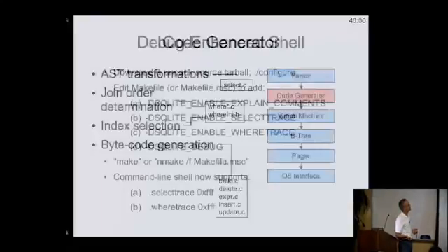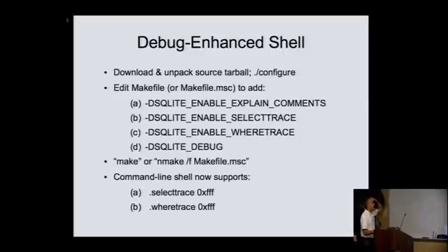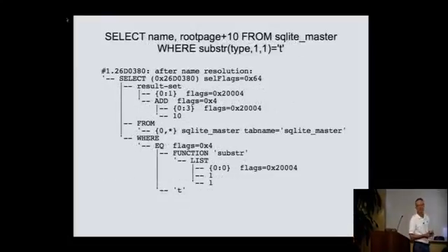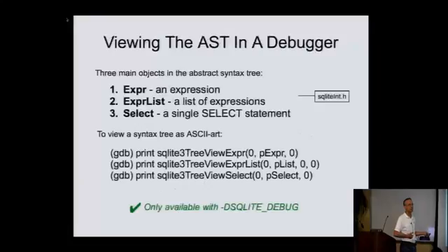The code generator, it's in these files. In the interest of time, I'm going to skip over this really quick. If you're going to work with the code generator, I suggest you enhance your shell by downloading the tarball, doing configure, and then adding these extra sharp defines to the make file, and then doing the build. And now you get some extra command line tools that allow you to, for example, print out a parse tree in kind of ASCII art.